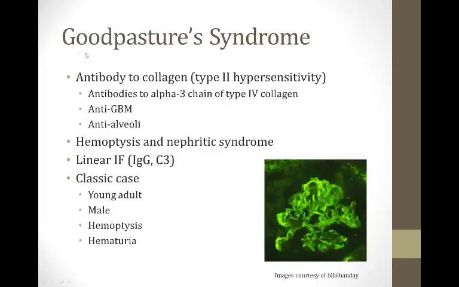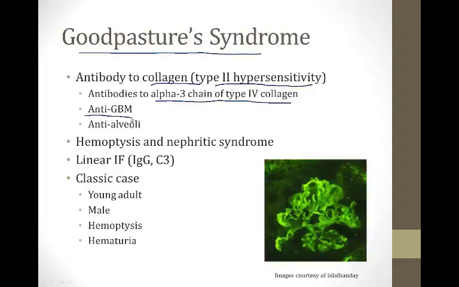Let me briefly mention Goodpasture's syndrome, which is often confused with Wegener's and Sjögren's and microscopic polyangiitis. Goodpasture's is caused by an antibody to collagen. It is an example of a type 2 hypersensitivity reaction. There are antibodies developed against the alpha-3 chain of type 4 collagen, and you can find type 4 collagen in the glomerular basement membrane, so you get attack in the kidneys. You can also find type 4 collagen in the lungs, in the alveoli, so you get lung involvement.